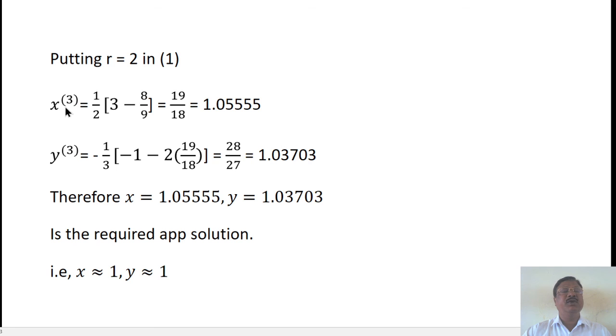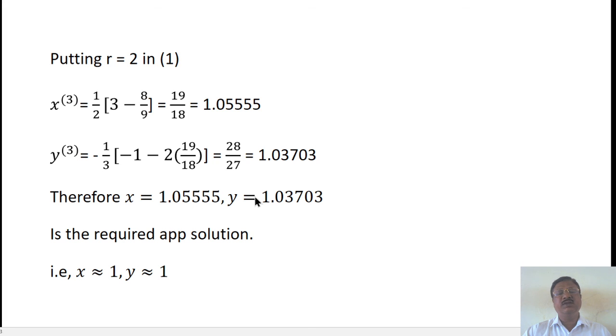It is the third approximation, x^3 = 1/2 (3 - 8/9), which is 19/18, which is 1.05555. So, y^3 = -1/3 (-1 - 2 times 19/18, which we got here), which after simplification is 28/27, which will give you 1.03703.